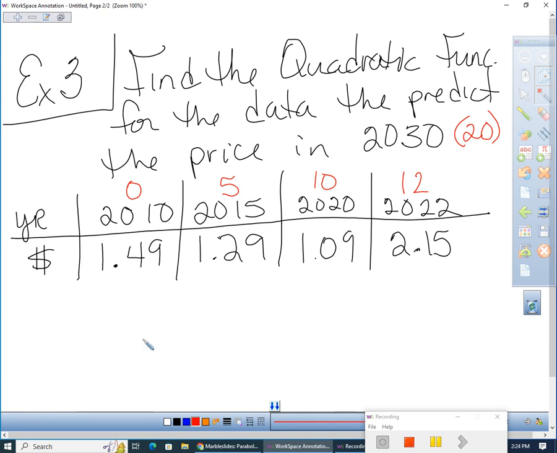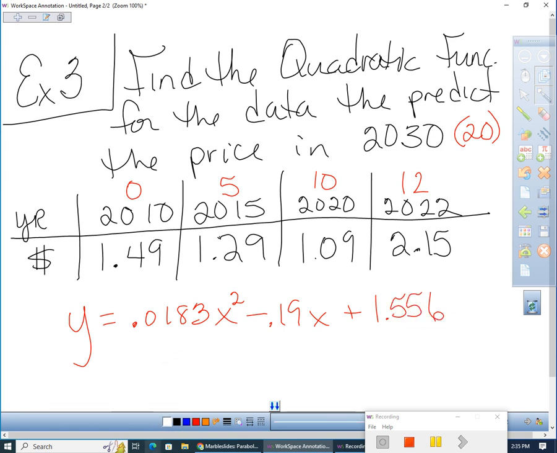Okay, on to quadratic. All right, now that I got my equation, I want to put my equation up here, see where I'm at. Okay, so this one, we have y equals 0.0183x squared minus 0.19x plus 1.556. Do you guys get the same thing? Yes? Okay. So now we want to predict by plugging 20 in for our x value.